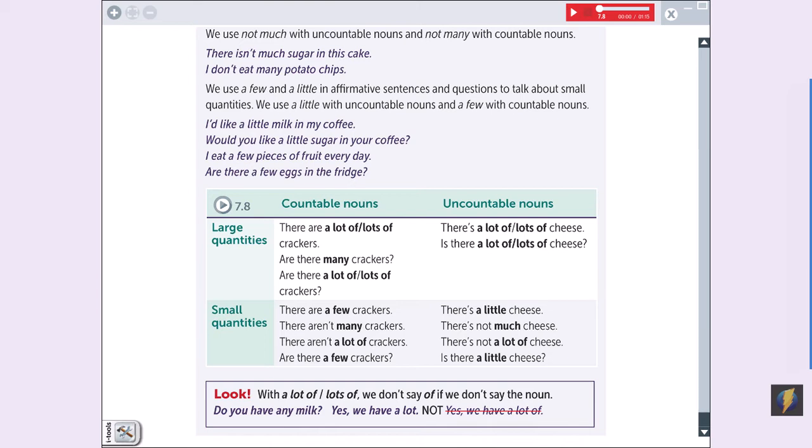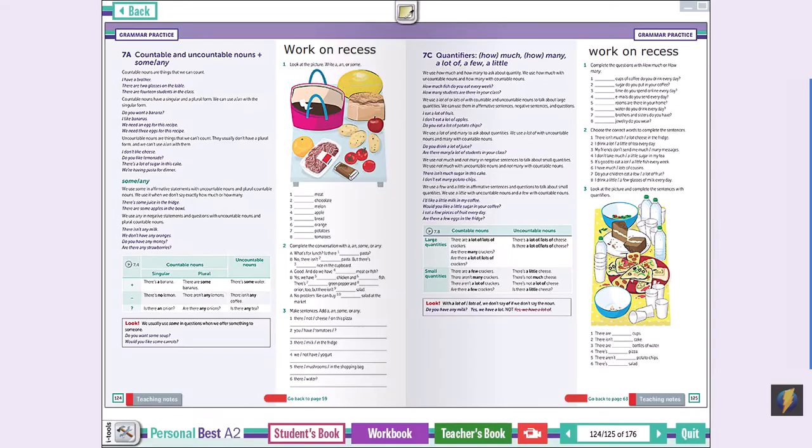How much is for uncountable. Aquí tenemos a lot of, lots of, many. How many? They are countable. They're used for countable nouns. Okay? So here we have.